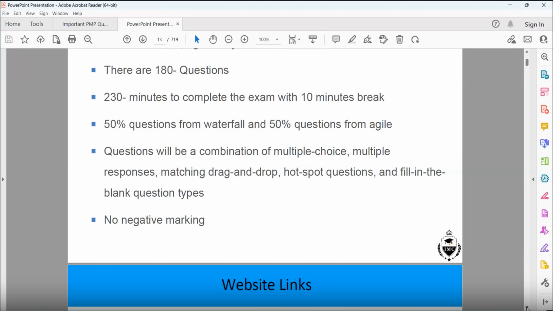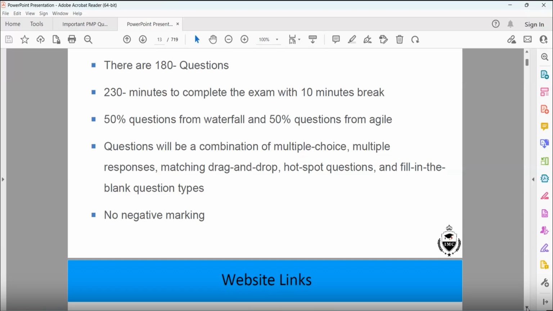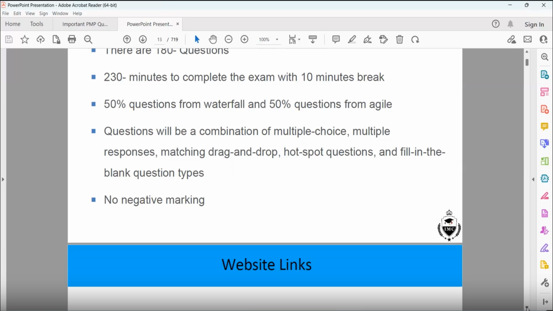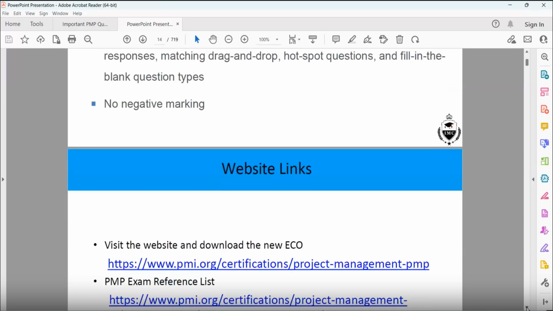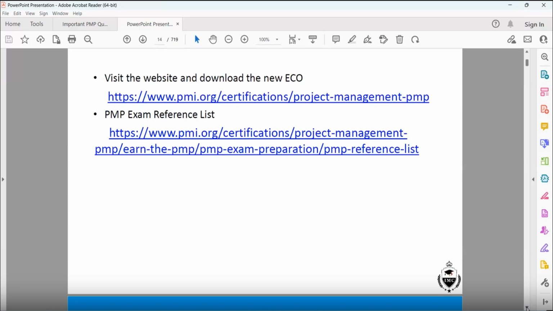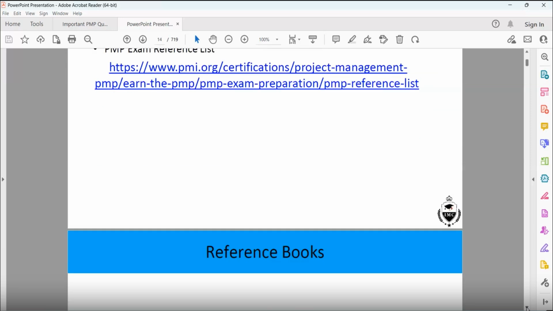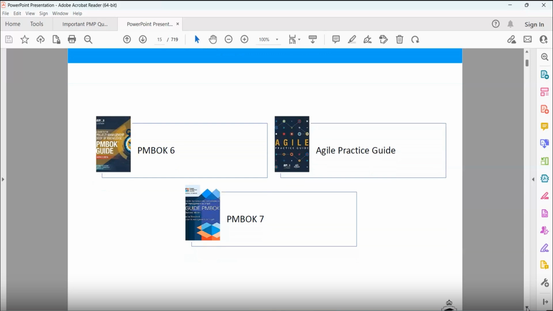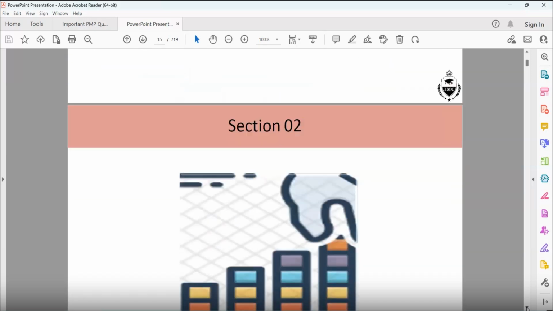Questions will be a combination of multiple choice and multiple responses. There's no negative marking. As I said to you, there are a few questions which are not marked. Why do they put those questions? So that they can understand the strength of the people. The reference books are PMBOK 6, the Agile Practice Guide, and PMBOK 7, another thing.